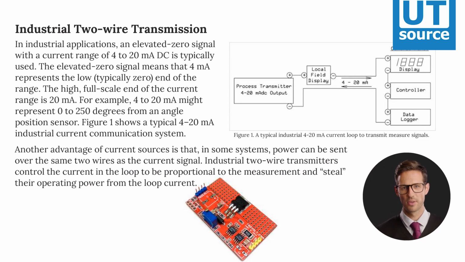Industrial two-wire transmission. In industrial applications, an elevated zero signal with a current range of 4 to 20 mA DC is typically used. The elevated zero signal means that 4 mA represents the low, typically zero end of the range. The high full-scale end of the current range is 20 mA. For example, 4 to 20 mA might represent 0 to 250 degrees from an angle position sensor. Figure 1 shows a typical 4 to 20 mA industrial current communication system.